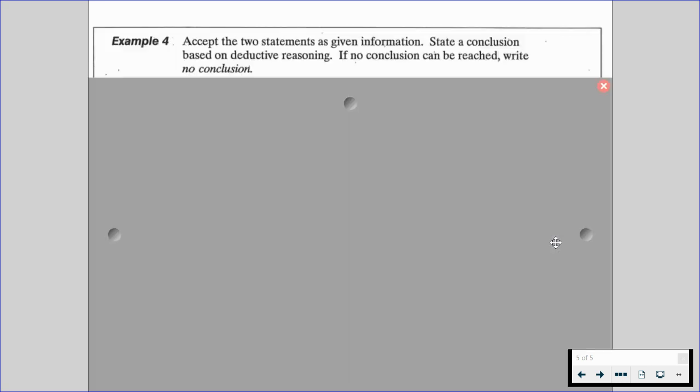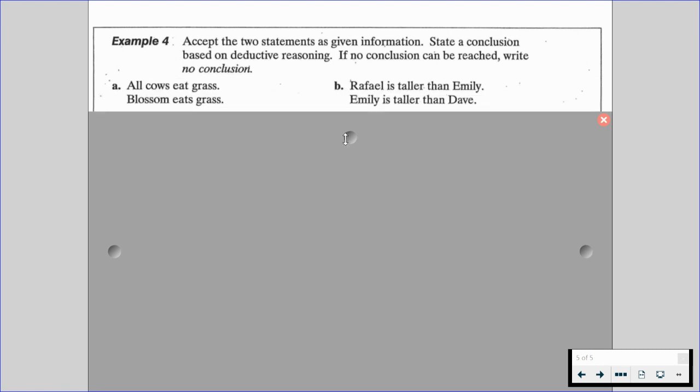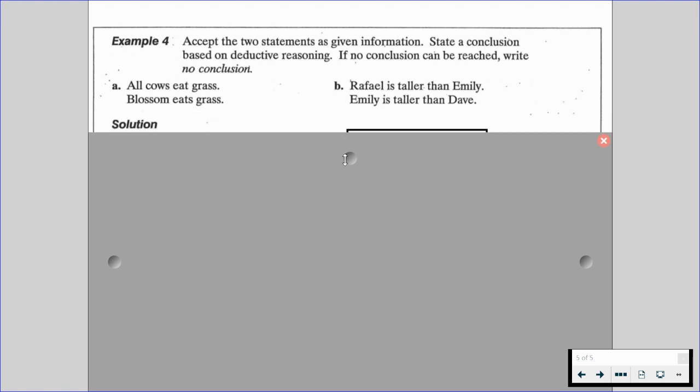Now, our last example, we're going to accept the 2 statements as given information. We're going to state a conclusion based on deductive reasoning here. It has to be true. If no conclusion can be reached, we're going to write no conclusion. So A says all cows eat grass. Blossom eats grass. In B, Raphael is taller than Emily. Emily is taller than Dave. We want to write if we are able to deduce anything, and if so, what it's going to be. If we cannot deduce anything, then we're going to write no conclusion.